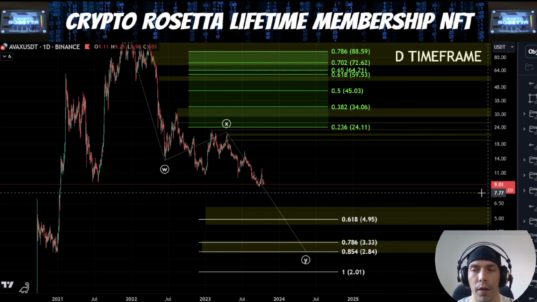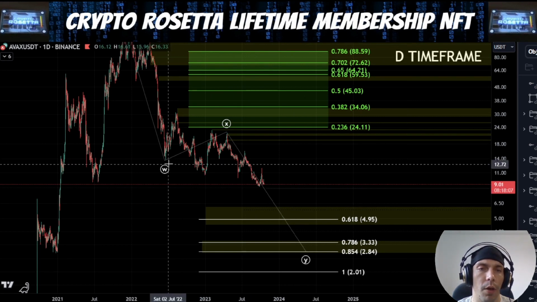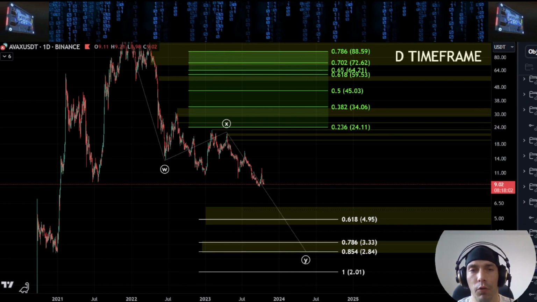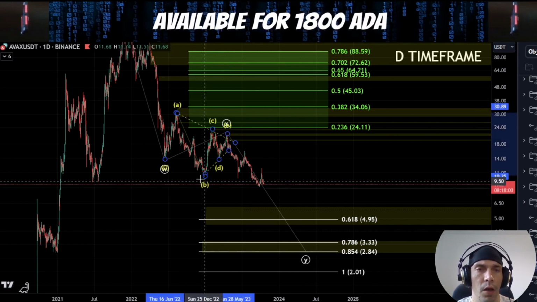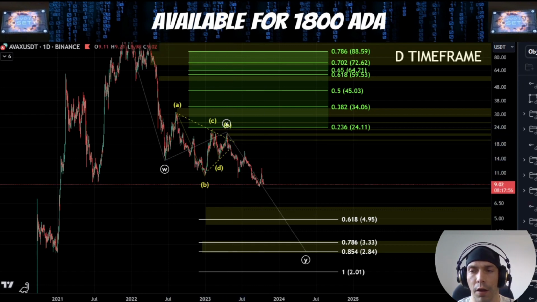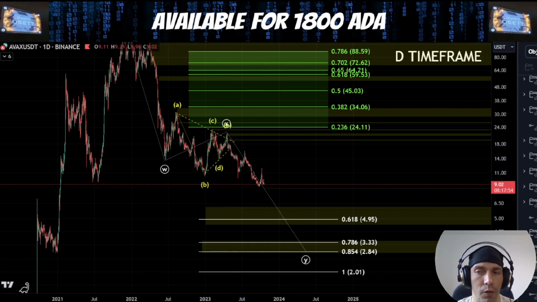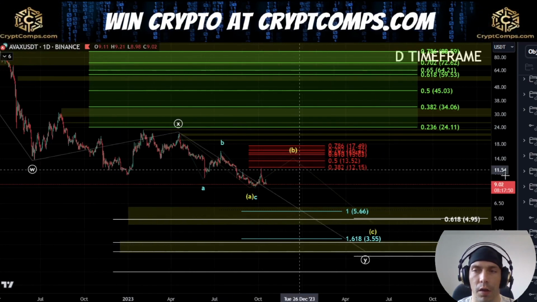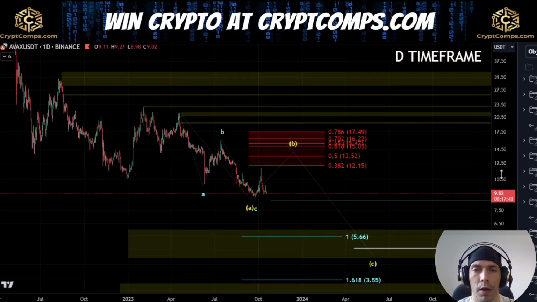So this would be the idea here, where effectively what we have is that this X wave could actually complete here as a triangle, which would look something like this, where this is A, B, C, D, E, and then we're looking to break down directly. Now, if that is the case, and this is a triangle here, what we could be looking for is something along these lines. So we're actually going to turn off this higher degree count.